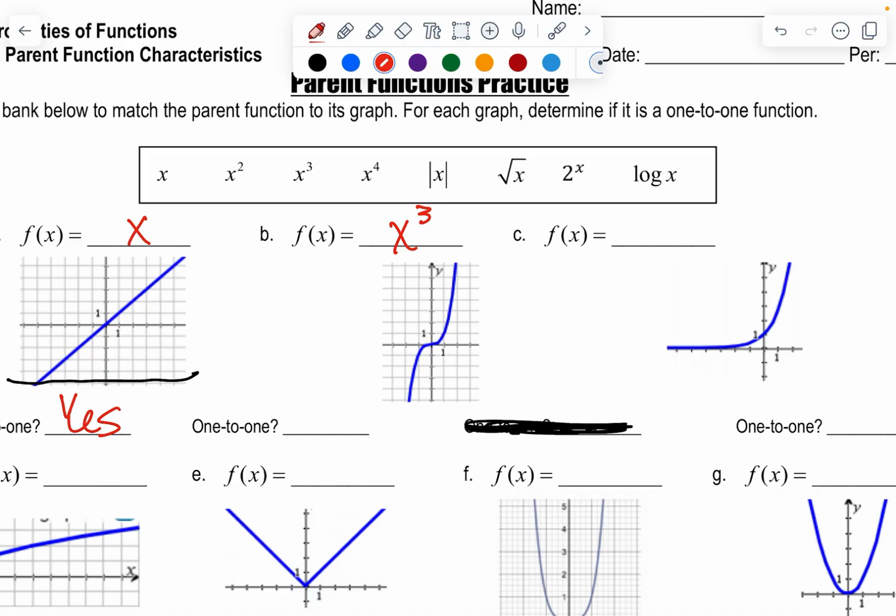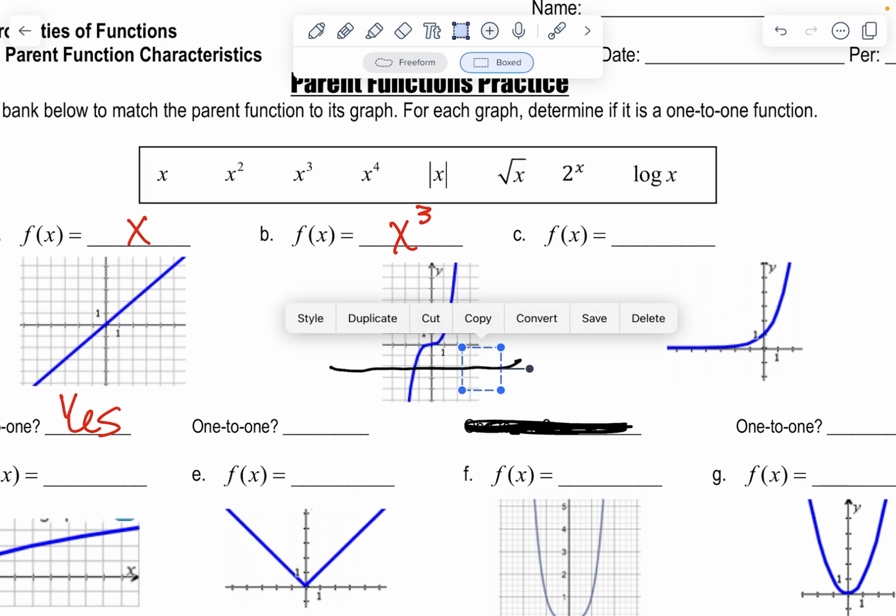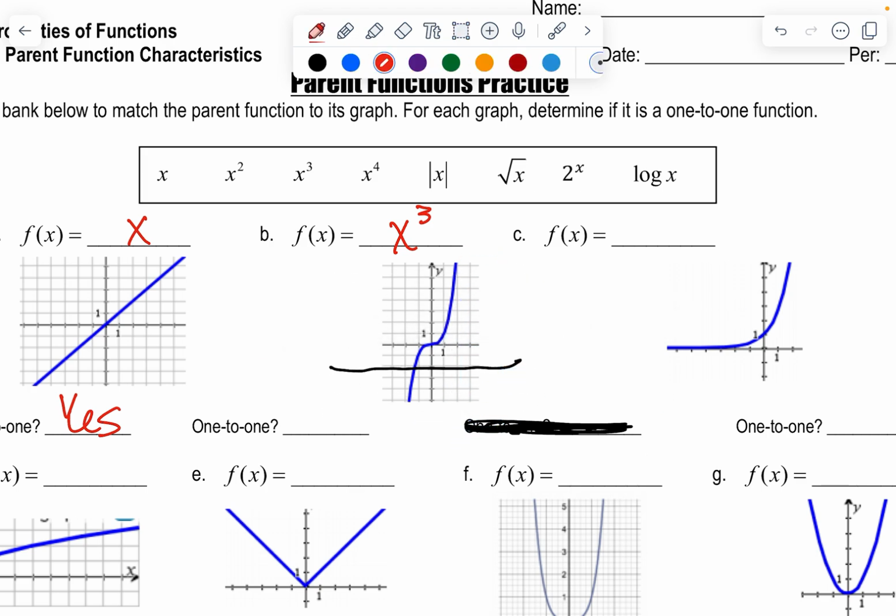X cubed. Now, when I do this horizontal line test to check and see if it's 1 to 1, I go through here. Even though it looks pretty close right here, I might be like, well, that's kind of horizontal. The function of x cubed, the parent function here, is not going to hit more than once. It keeps approaching 0 at a very slow rate, but it never actually hits more than once. So is this a 1 to 1 function? The answer is yes.